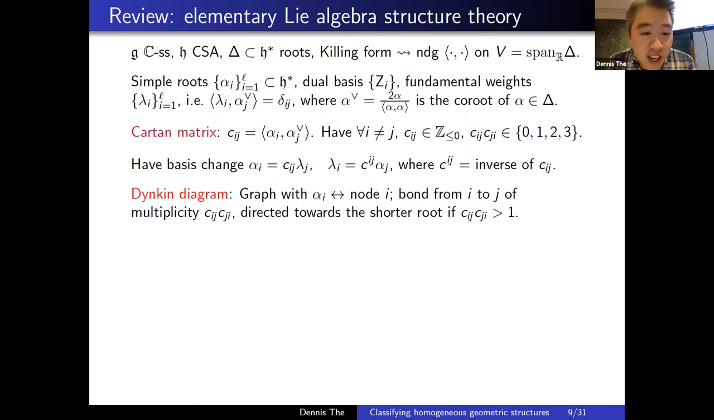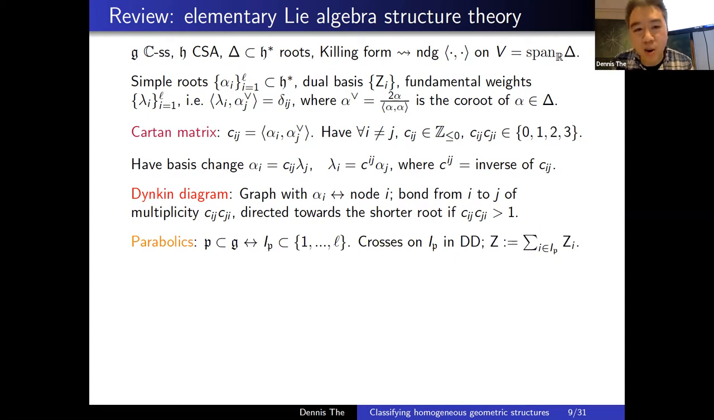And one can compress this data even more into the Dynkin diagram. So this is a graph with each of these simple roots corresponding to some node. And then you have bonds between nodes i and j with a certain multiplicity: 0, 1, 2, or 3. And it's directed towards the shorter root if you have a bond of either a double or triple bond.